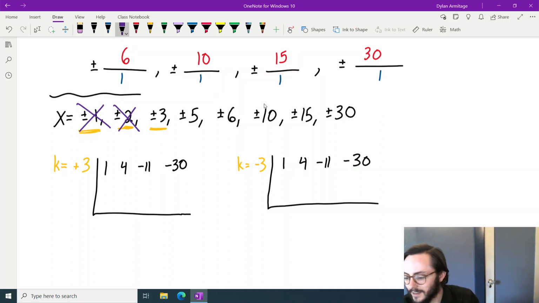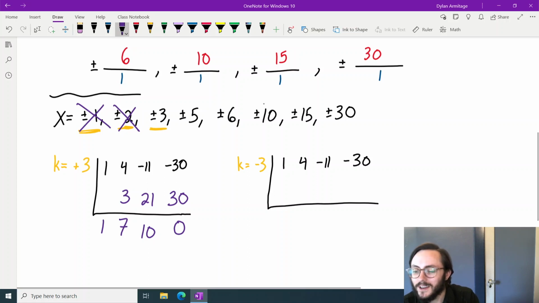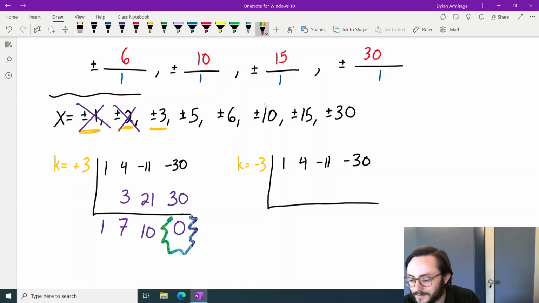Bring down the 1. 3 times 1 is 3. 4 plus 3 is 7. 3 times 7 is 21, plus negative 11 is 10. 10 times 3 is 30, and negative 30 plus 30 is 0. We got it. We got a factor. Okay? I'm not even going to test the other one. We have a factor here, or a possible solution here.